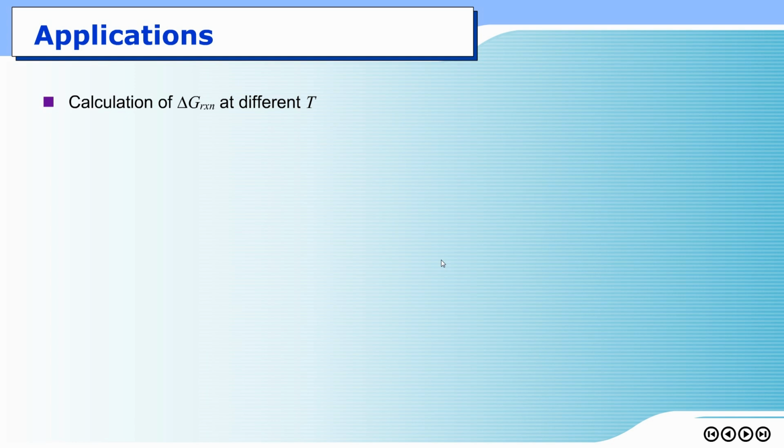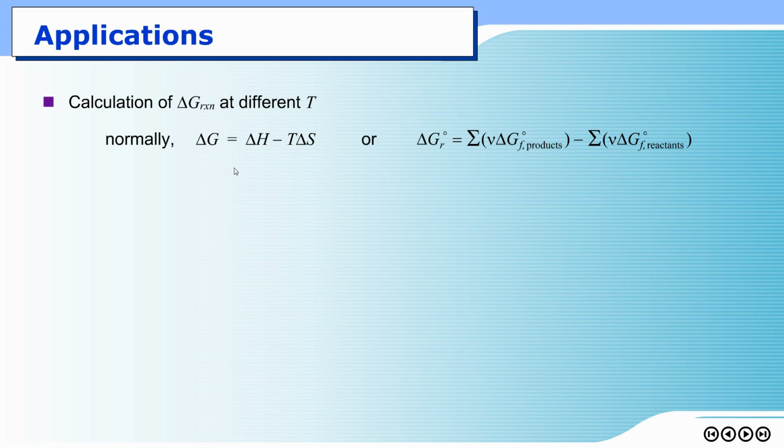Another application is the calculation of Gibbs free energy. There are many occasions where you are required to calculate the Gibbs free energy of a reaction at some temperature. If that temperature is not a conventional temperature, then sometimes you don't have the data. Normally to calculate delta G, you can use the definition delta G equals delta H minus T delta S. If you have delta H and delta S of the reaction at that same temperature, then you can use this definition to find delta G of the reaction.